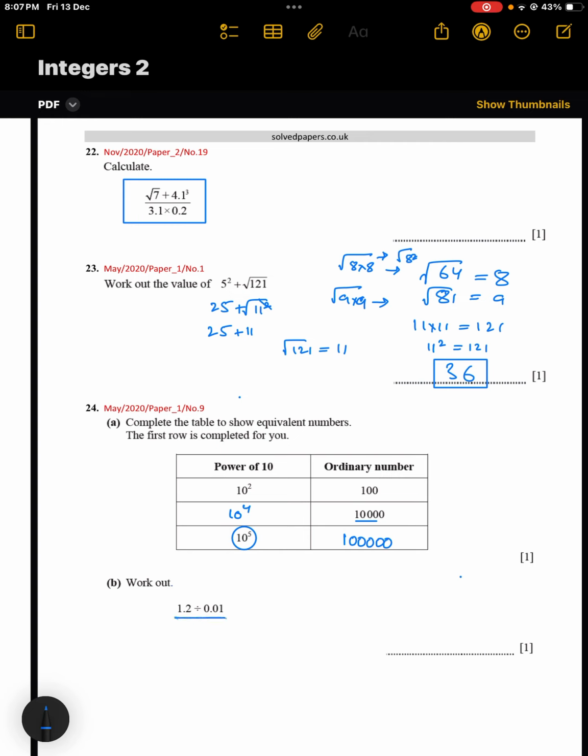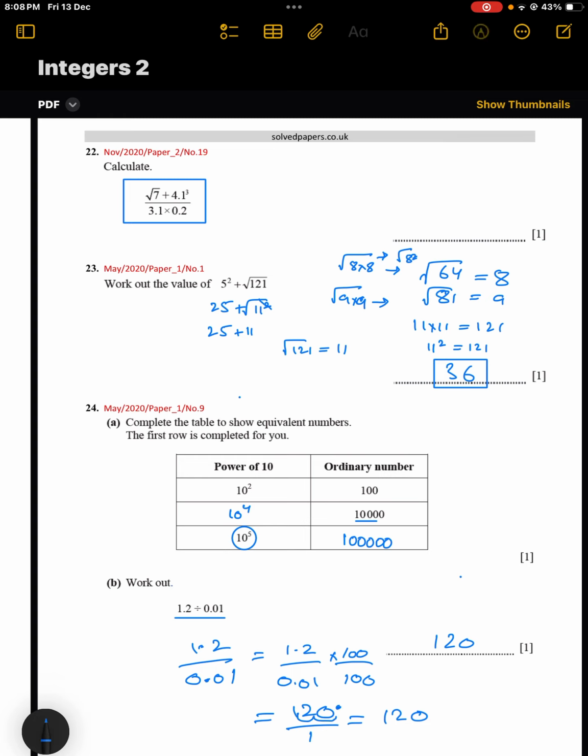Let's work out part B. 1.2 divided by 0.01. Now I want to get rid of this point, as I've done previously as well. This point lies at the hundredths place, so I'll multiply 100 up and 100 down. This will be 120 divided by 1, which means 120 only. Why 120? Because 2 zeros will add, so this point will jump 2 places. It is here, so it will jump 1 and 2. It will come here, so the answer will be 120.